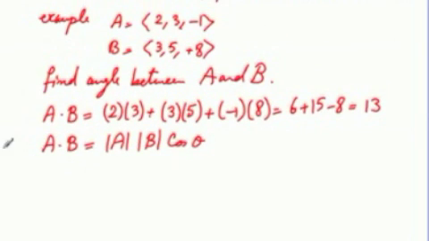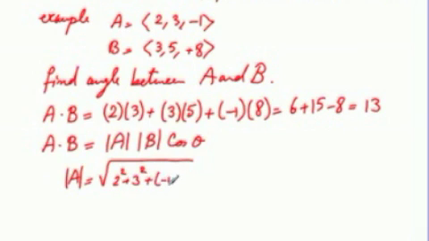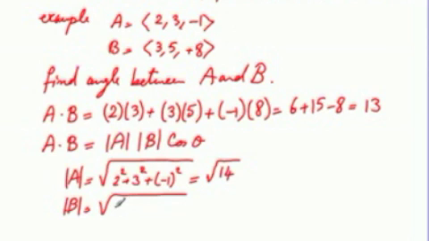So, who is length of A? Here's my A. How do I get the length? So, square. Don't forget, we don't have any minuses staying over. What is that? Square root of 14. Same story with B. So that's going to be 3 squared, 5 squared. That is, well, just 8 squared.